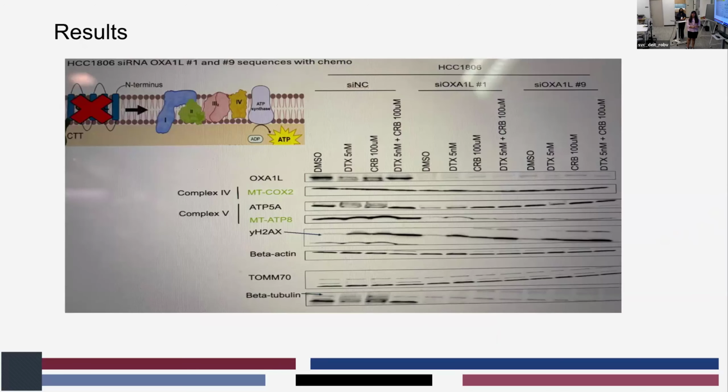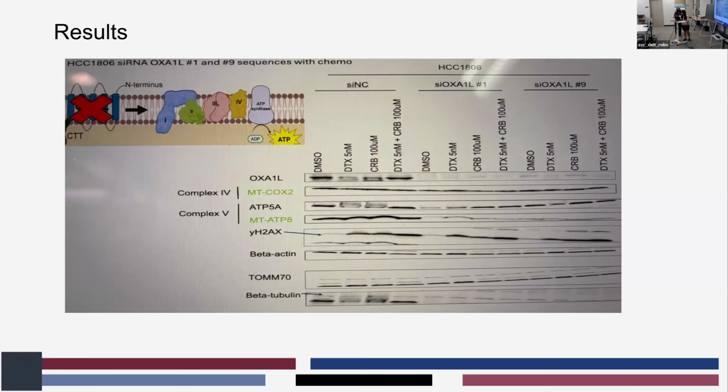So here are our results, which I know looks really messy, but it's going to make sense in a moment. As I mentioned before, it's from the patient-derived cell line HCC1806, where we have a negative control and the 2 small interfering RNAs knocked down. The 1 and 9 represent the sequences we used, and each condition was given an untreated vehicle, which is DMSO, and then we gave 2 individual treatments, which are the common drugs docetaxel and carboplatin, and a combined treatment of both drugs.